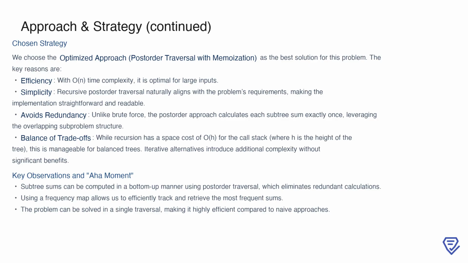Compared to the iterative alternative, which adds complexity, the post-order method strikes an ideal balance between simplicity and performance. The insights that make this approach particularly powerful include the bottom-up calculation of subtree sums, the use of a frequency map to efficiently track sums, and the ability to solve the problem in a single traversal.